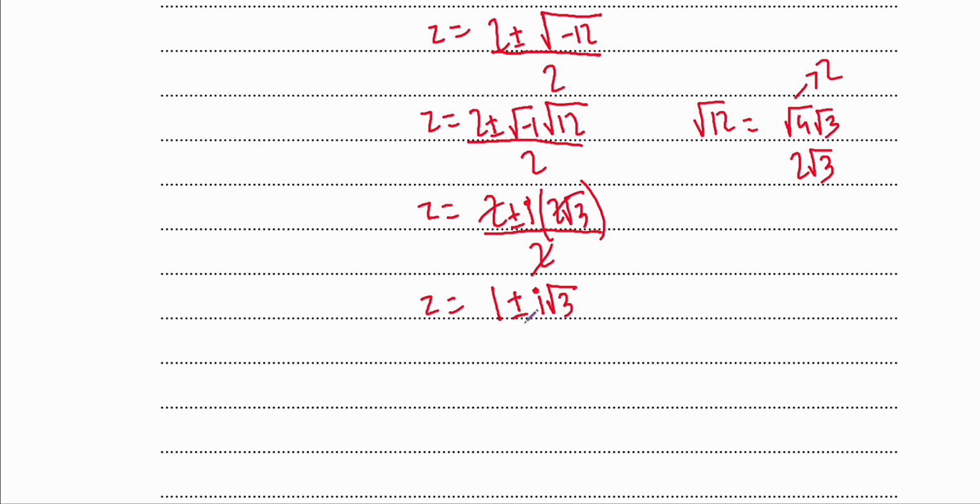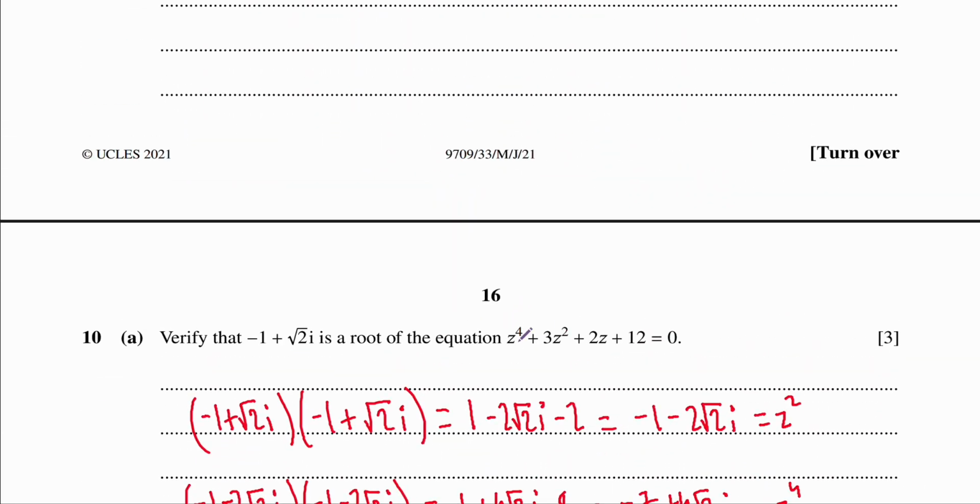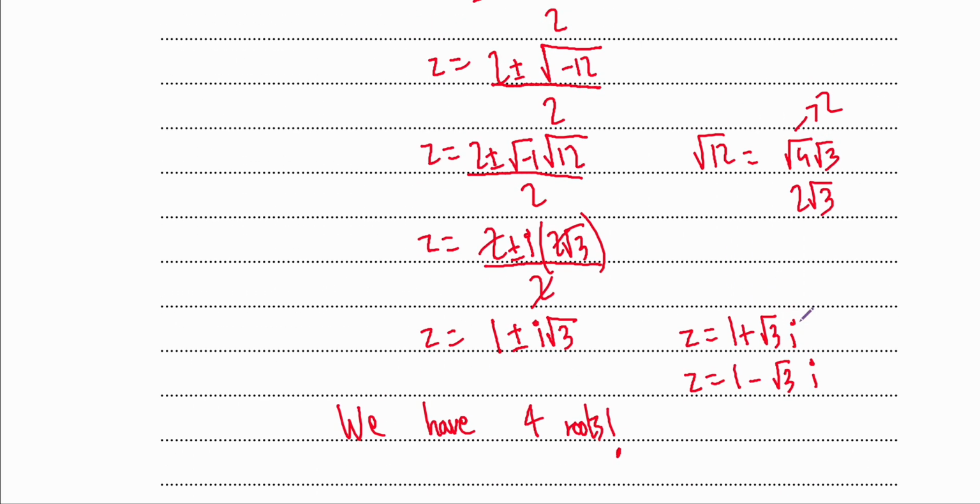And look, again we get conjugate answers. We get z is equal to 1 plus root 3 i, and z is equal to 1 minus root 3 i. And these are the other 2 roots. So now we have 4 roots, and there are no more, because the highest power here was a 4, and we ended up getting 4 roots. We got 2 pairs of conjugate roots.